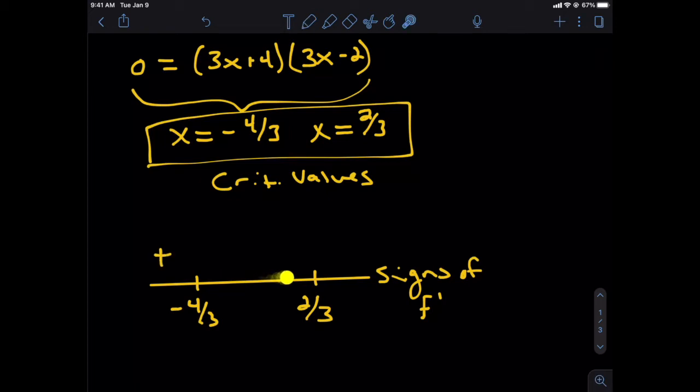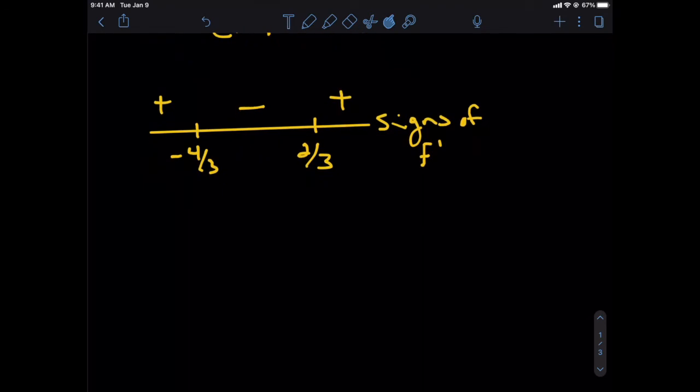Alright, 1 out of 3 done. Let's plug in something between the two things. We'll plug in 0, we get positive 4 and negative 2. Positive times negative is negative, and then to the right we'll plug in 2, and we're going to get positive times positive is positive. Again, you may have to take my word for it, but at least you know how to do it.